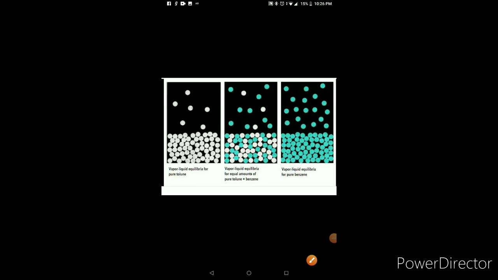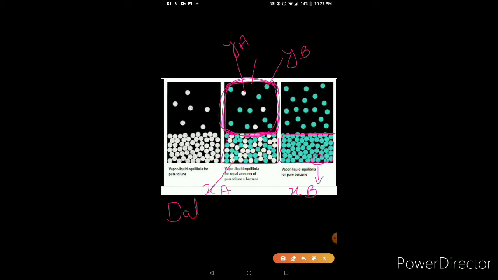One more thing we have to understand: if we take only the vapor phase, here for only the vapor phase, let me assume the mole fraction of benzene is YB and the mole fraction of toluene is YA. In the liquid phase, the mole fraction of toluene is XA and the mole fraction of benzene is XB. Now, Raoult's law is applicable to the mole fraction of liquids, but if we have to consider only the gaseous phase without equilibrium with liquid, the law applicable here will be Dalton's law.